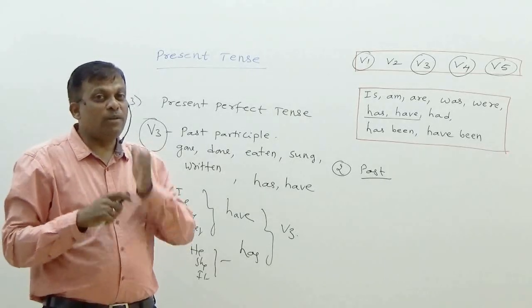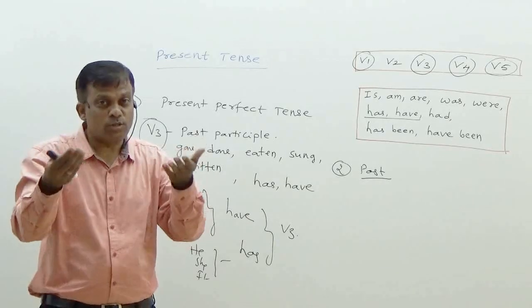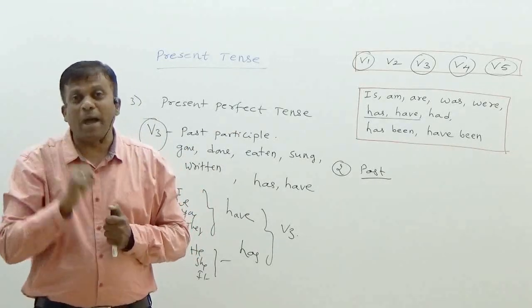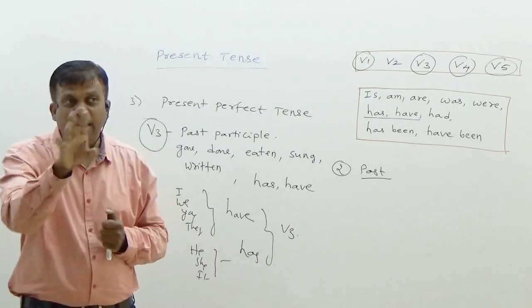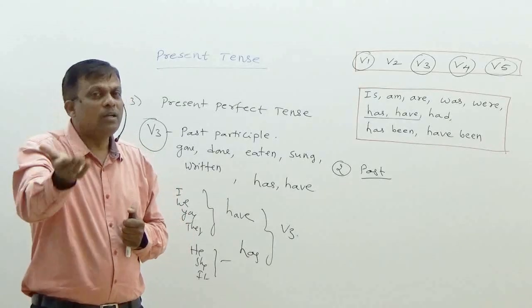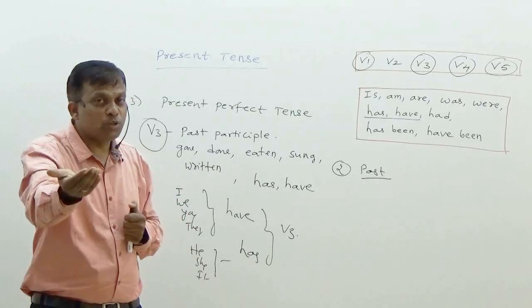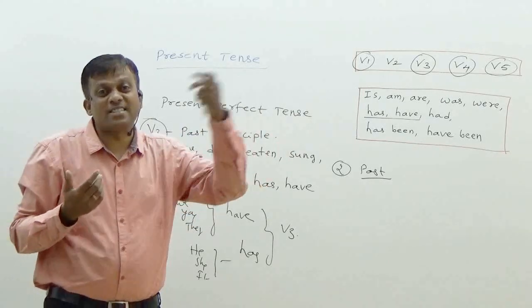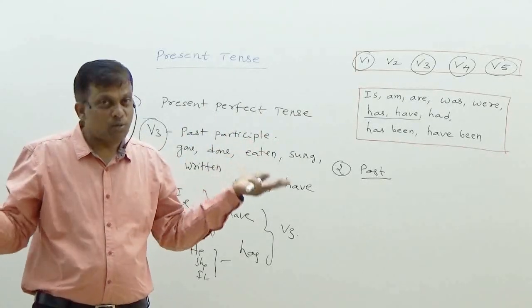So imagine you gave your notes to your friends last week. Still you have not got them back, and you know till today that you have to get the notes back. So you will say, I have given my notes. I have given my grammar book to my friends. I have given my bike to my cousin.